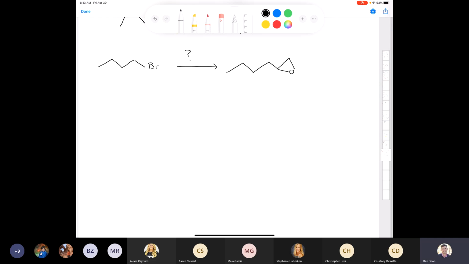The first thing you might want to ask yourself here is, is there a change in the carbon skeleton? Does it have anything to do with mercury? I'm not sure if I would need to use mercury here. Is there a change in the carbon skeleton? Is the carbon skeleton changing in some way?